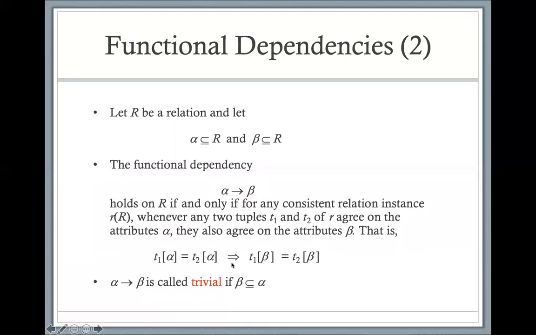That's what tells you that alpha determines beta. Basically they have the same values for beta. Alpha determines beta is called trivial if beta is, of course, a subset of alpha. So this is a trivial functional dependency. Any attribute is functionally dependent on its superset. Let's see an example.